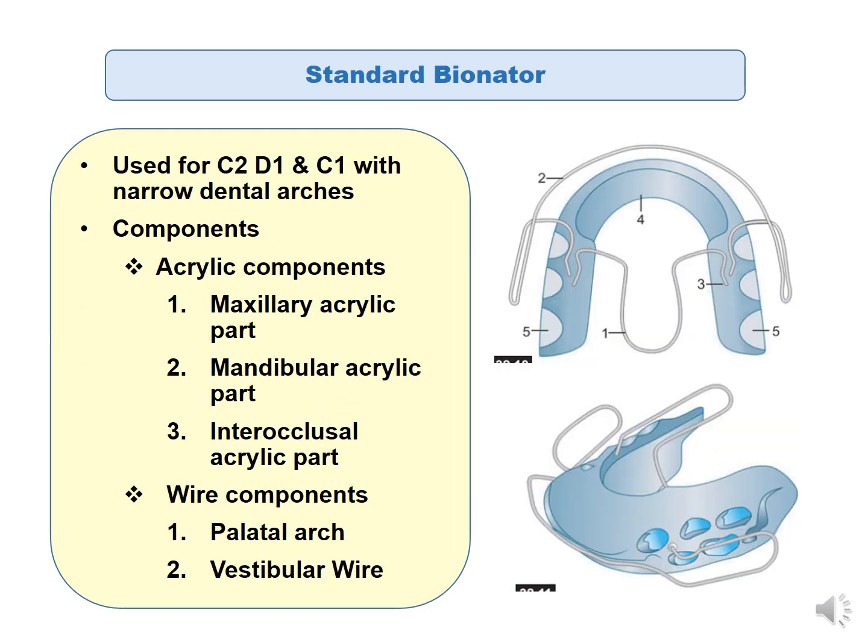The standard Bionator is used for class 2 division 1 malocclusions and class 1 malocclusions with narrow dental arches. It has two groups of components. The acrylic components consist of the maxillary acrylic part, mandibular acrylic part, and the interocclusal acrylic part. The wire components consist of the palatal arch and the vestibular wire.